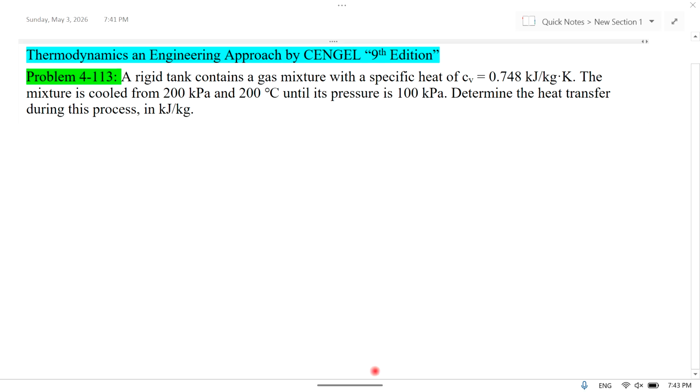Bismillahirrahmanirrahim. In this lecture, I am solving problem 4-113 from the book Thermodynamics: An Engineering Approach by Cengel, 9th edition.